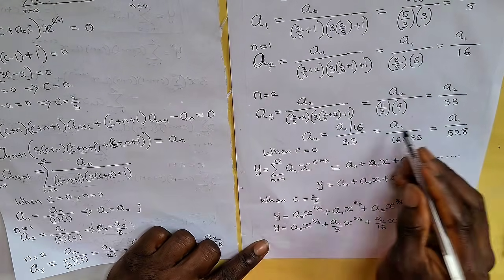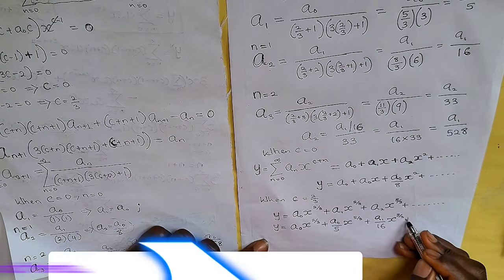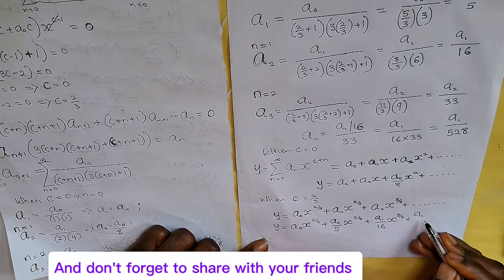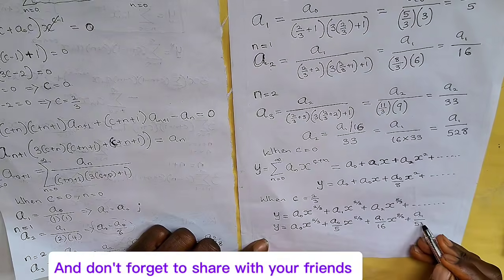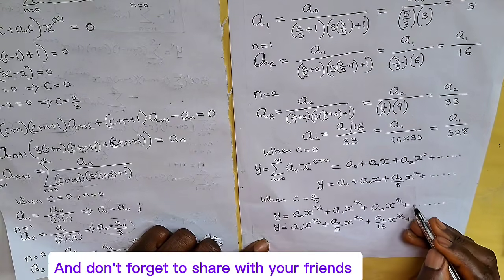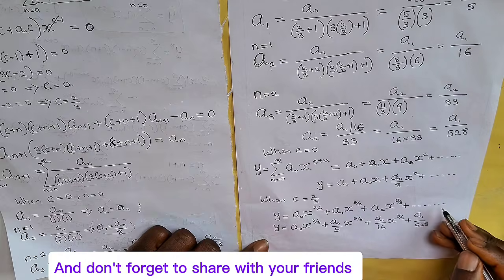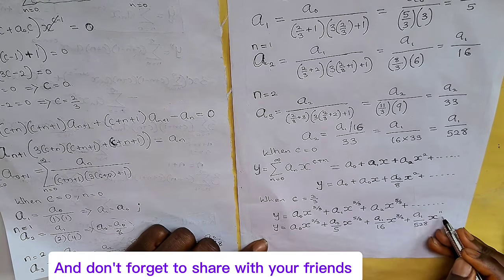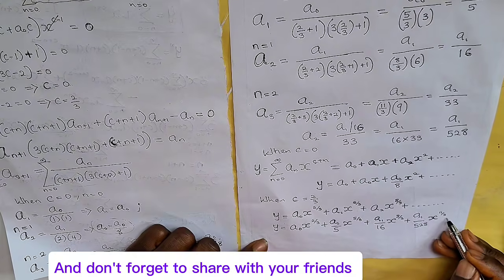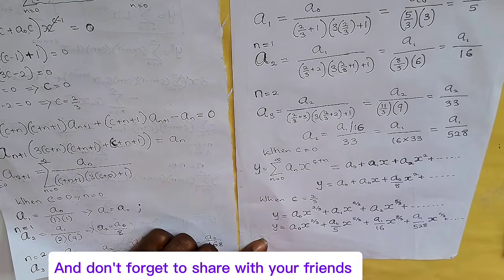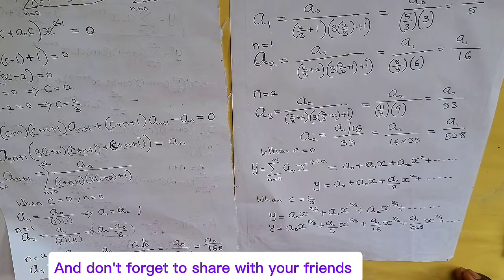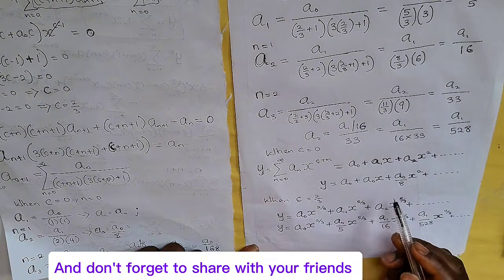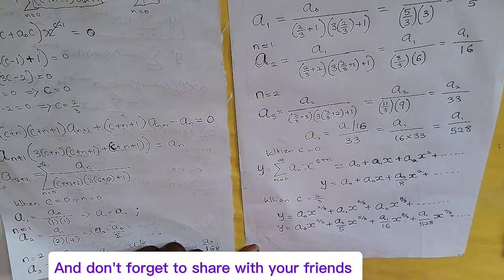I think we still have a3. Let me say a3 is now a1 over 5 times 8. So if we have a3 here, it will be a3 times x raised to power 11 over 3, plus infinity. So this is what we are going to have as our answer. So we have this and this.